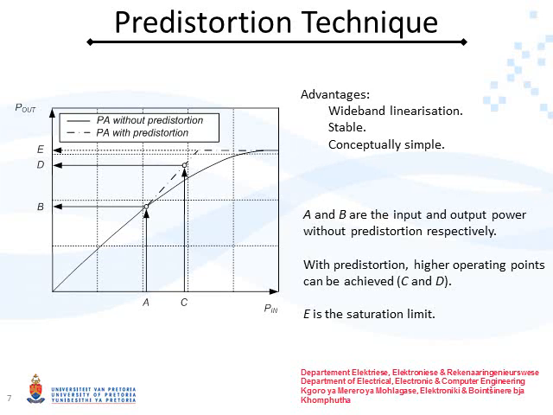This figure shows the output power of a power amplifier without predistortion linearisation, shown using a solid line, and the improved ideal response shown in the patterned line after predistortion was applied. Higher operating points can be obtained using predistortion, therefore resulting in larger linear output power.